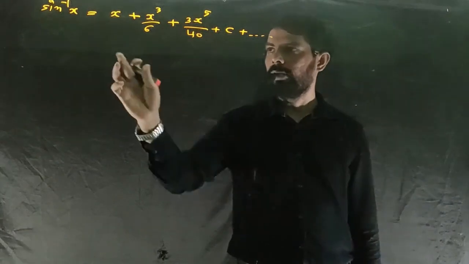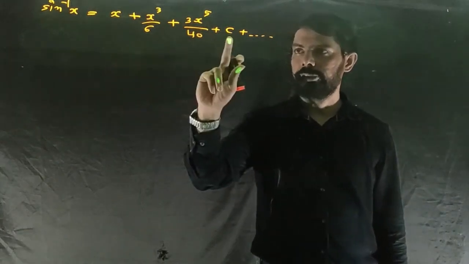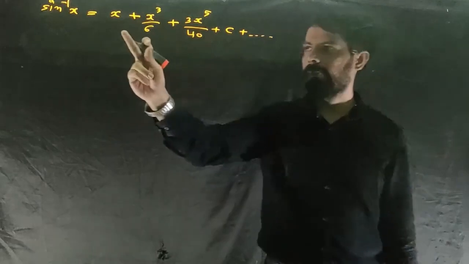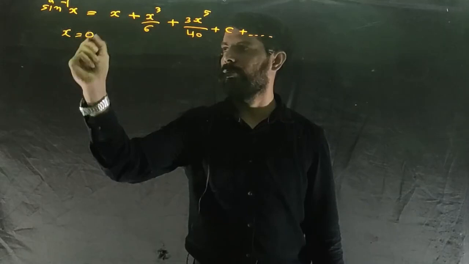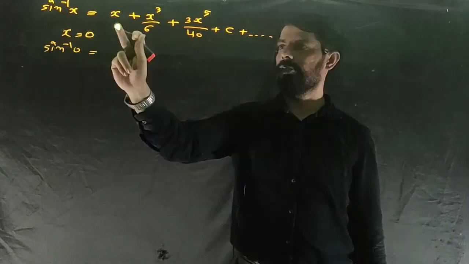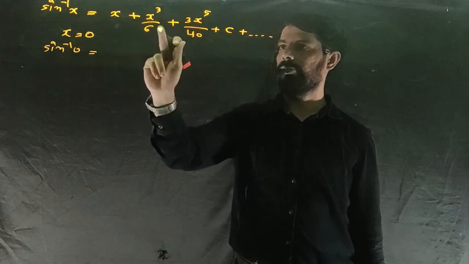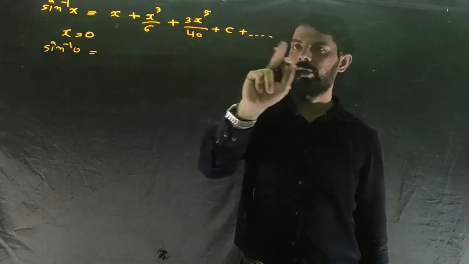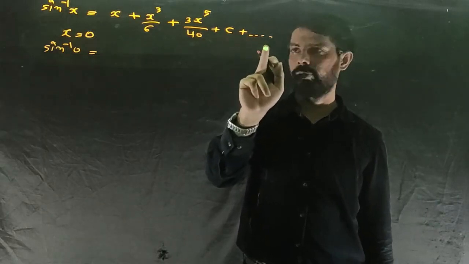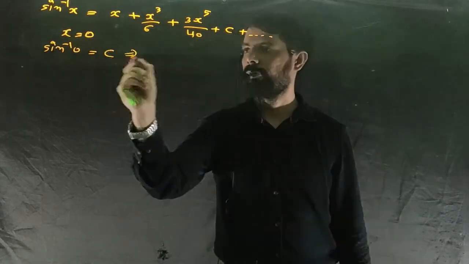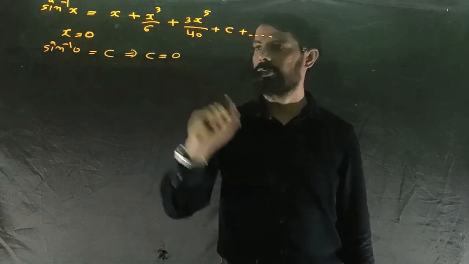Now we will have to find the value of the constant c. For that we will replace x by 0. So sine inverse 0 is equal to 0, 0 and 0, and all other remaining terms will be 0 because those terms contain x. So here it will be c, and we know that sine inverse 0 is 0, therefore the value of c is equal to 0.